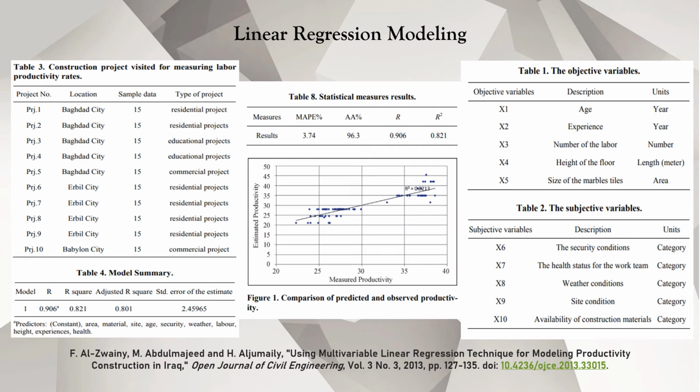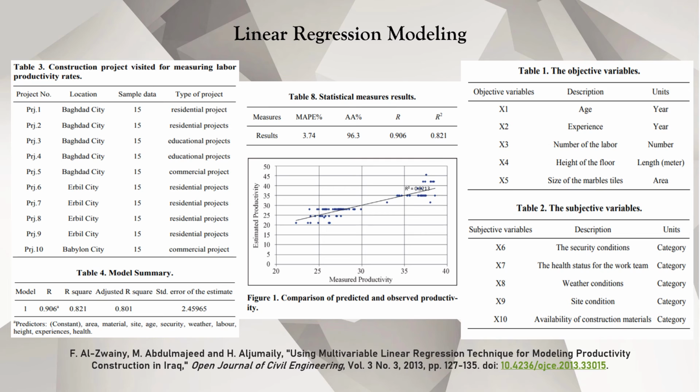Here is a study that utilizes the multivariable linear regression technique to model productivity construction in Iraq. Multiple tables are shown here that display the variables taken into account for the modeling. In this chart, we see a regression line and the coefficient of correlation, which helps us to understand the comparison of productivity and to predict the productivity of marble finishing works for floors.